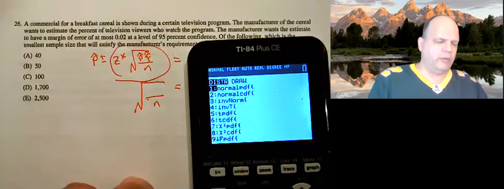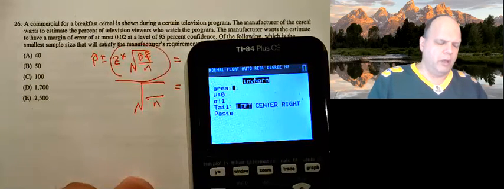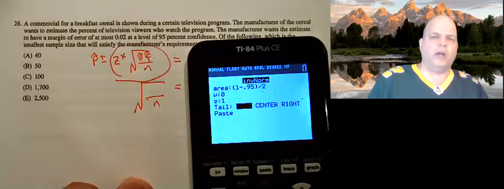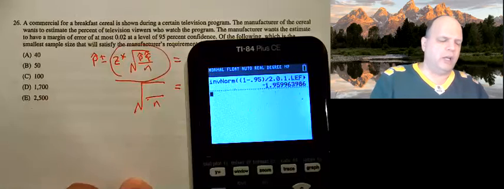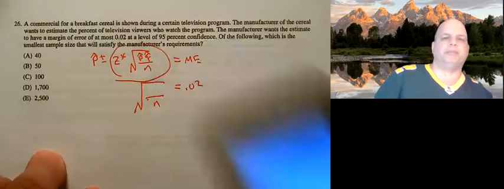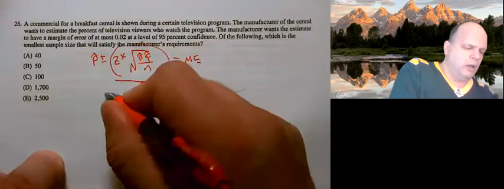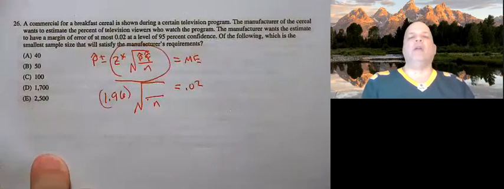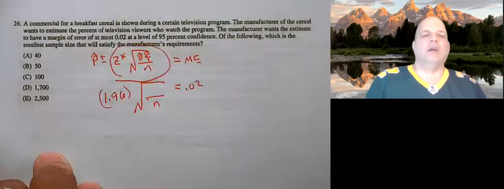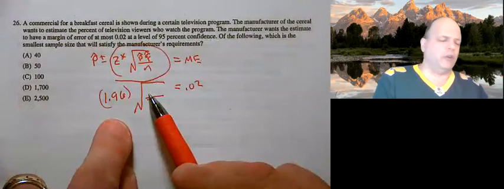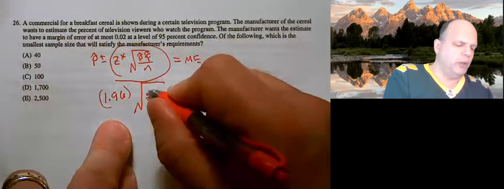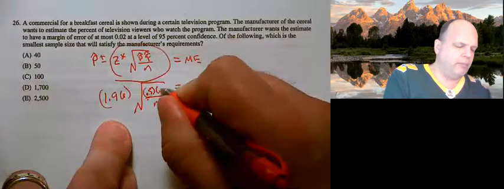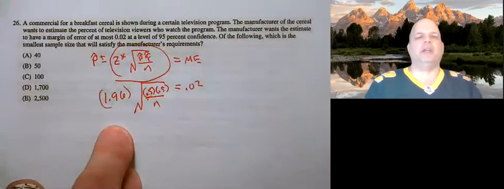So second vars, inverse norm, parenthesis 1 minus 0.95, close parenthesis, divided by 2. Mean is 0, standard deviation of 1 because we're working with a z. And we get about 1.96. Because we don't have an estimate for p hat, we have to use the largest value possible, which is going to be 0.5. So when there is no estimate, that's what you use.